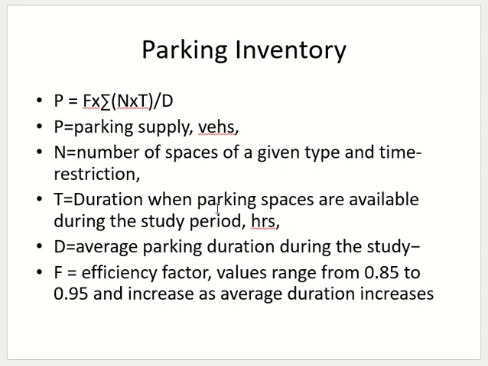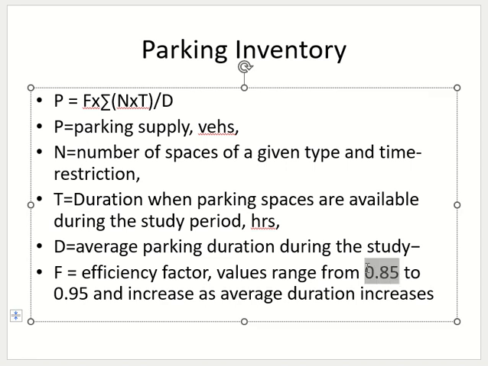Because of these reasons, the utilization of the parking area is not 100%. So they have given us a range which is between 0.85 and 0.95. So 5 to 15% is the wastage. Then what else do we have in the equation here? We have N, which is the number of parking spaces, T, the time for which they are available, and D is the average duration of one person for parking.